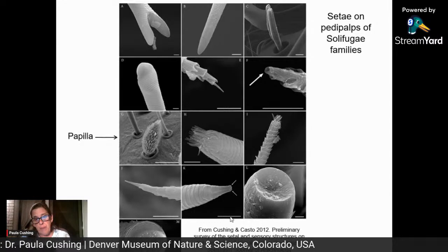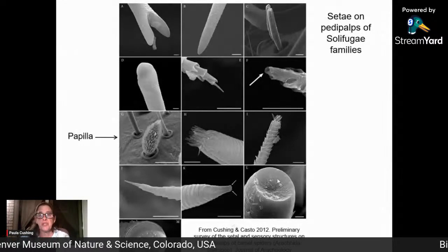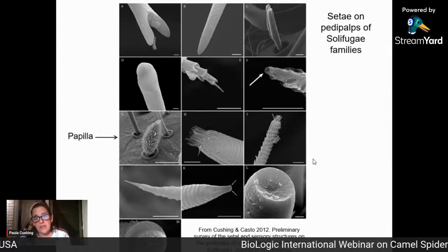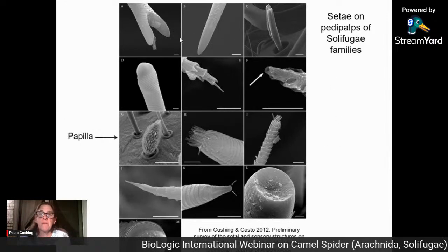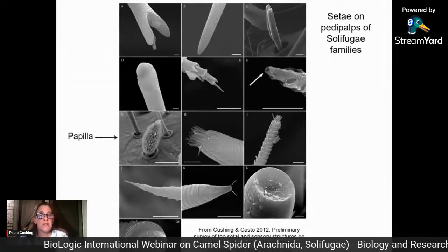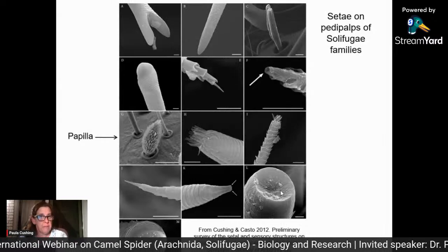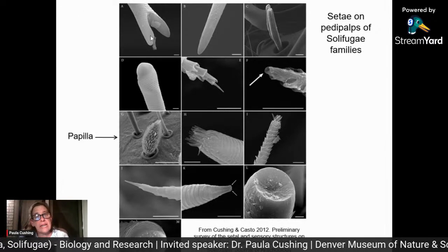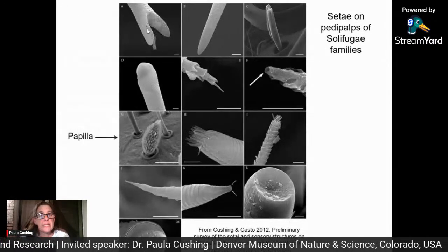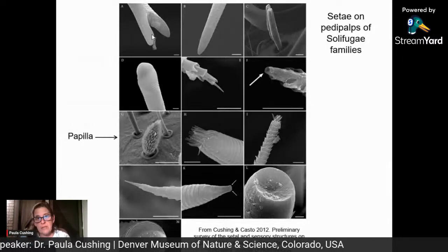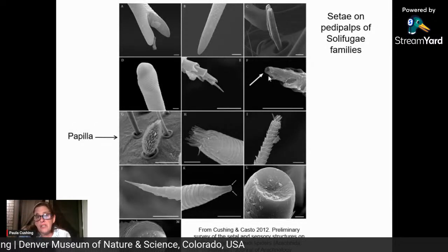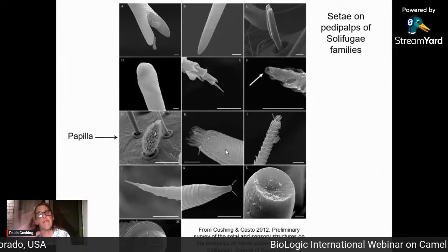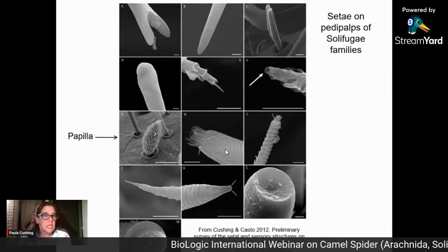A student, Patrick Casto, and I published a little paper where we did a really simple survey, using scanning electron microscopy, of the various kinds of setae found on the pedipalps of each of the 12 families of Solifugae. One of the things we found is that setae with a bifurcated, fork-like tip are found in all 12 families. But there are some setae we only saw in one or two of the families. We were just trying to get a feel for what some of these sensory setae look like.